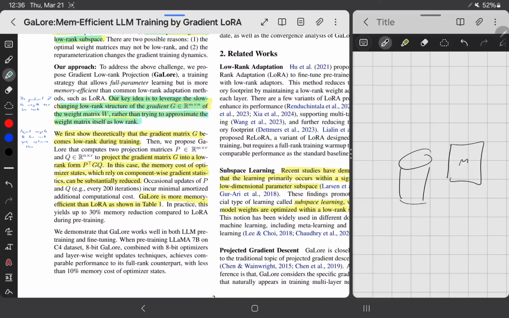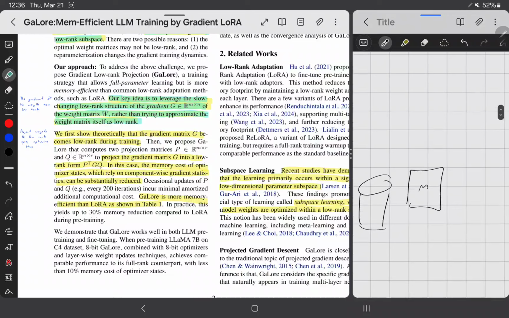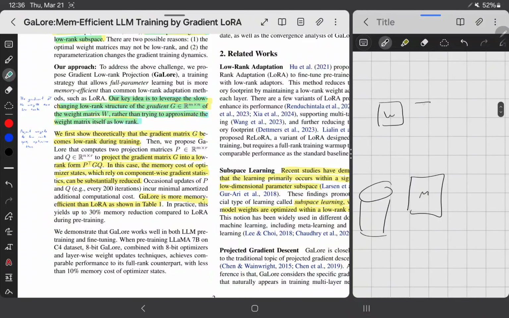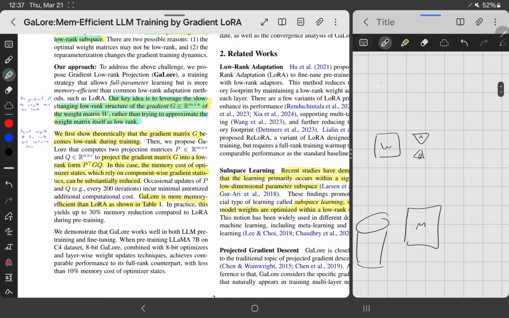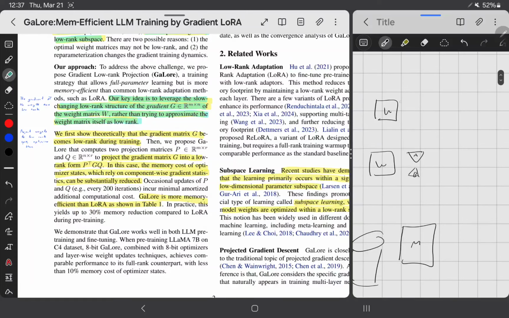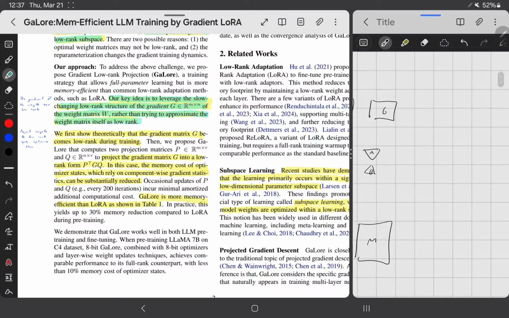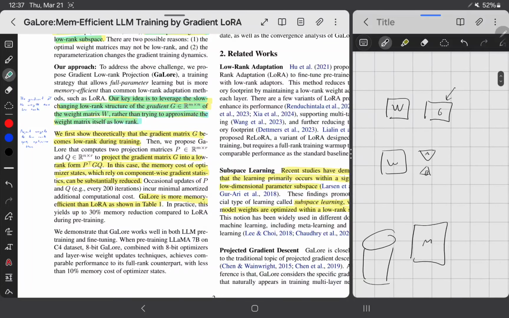LoRa basically breaks up the weight matrix into two smaller matrices, making it low rank. So LoRa has your weight matrix, and then you have your A and B matrix, and each of these have their gradients. Here you have your weight matrix, and you have your gradient matrix. And the gradient matrix is going to be your low rank matrix. Your weight matrix is going to stay the same, while there your weight matrix is low rank. So that's the idea. And they have a proof.